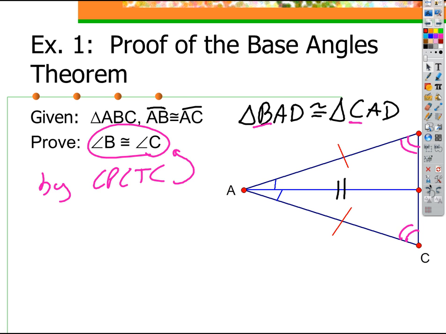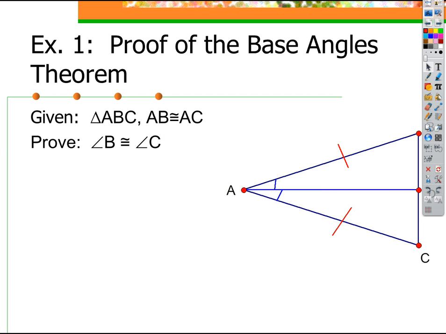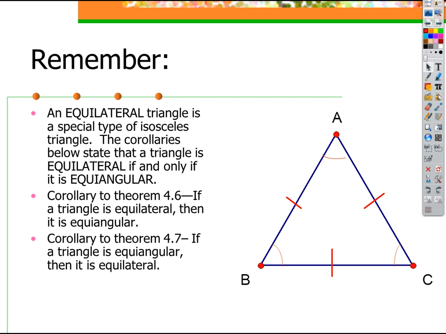Okay, moving on. Some other stuff we know. An equilateral triangle, we said, is a special kind of isosceles triangle. Equilateral just means equal sides, right? So all the sides are congruent.